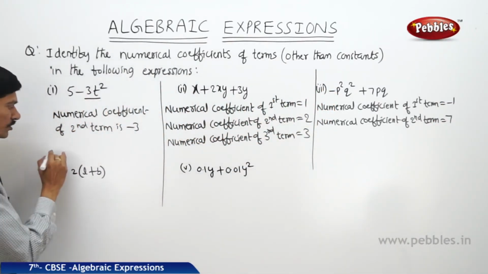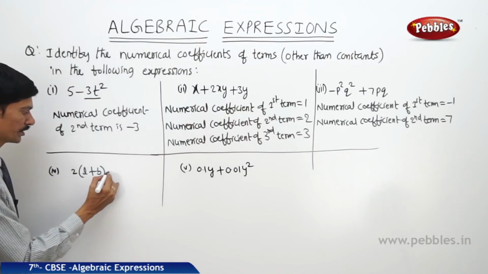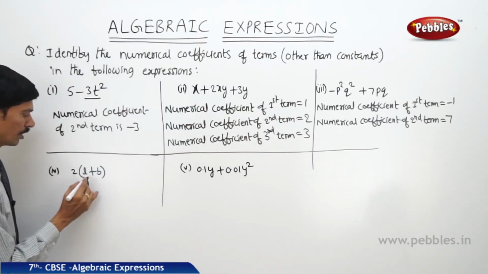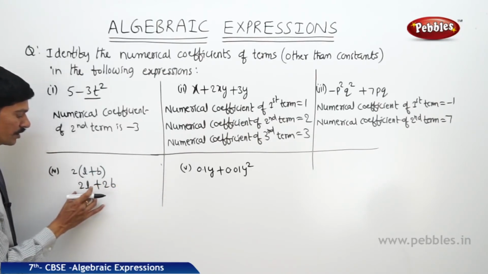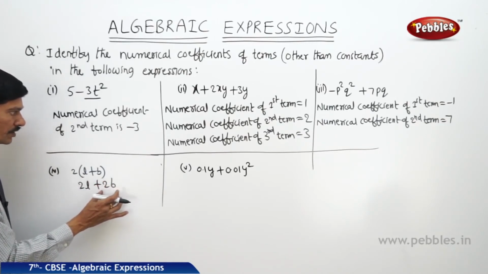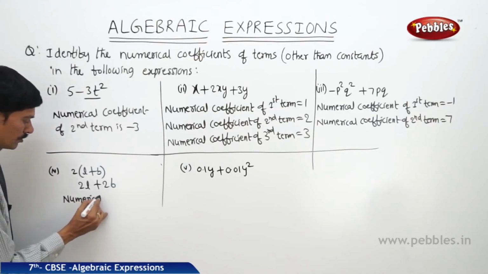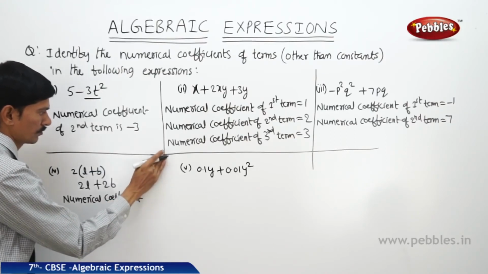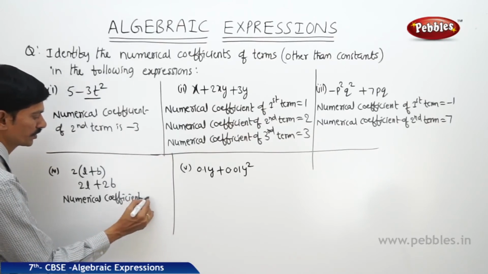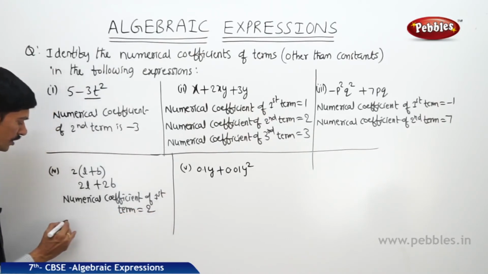Next, fourth algebraic expression. This can be written as 2 of L plus B can be written as 2L plus 2B. Then the numerical coefficient of first term is 2 and the numerical coefficient of second term also 2. So we can write that numerical coefficient of first term equals 2 and the numerical coefficient of second term also 2.